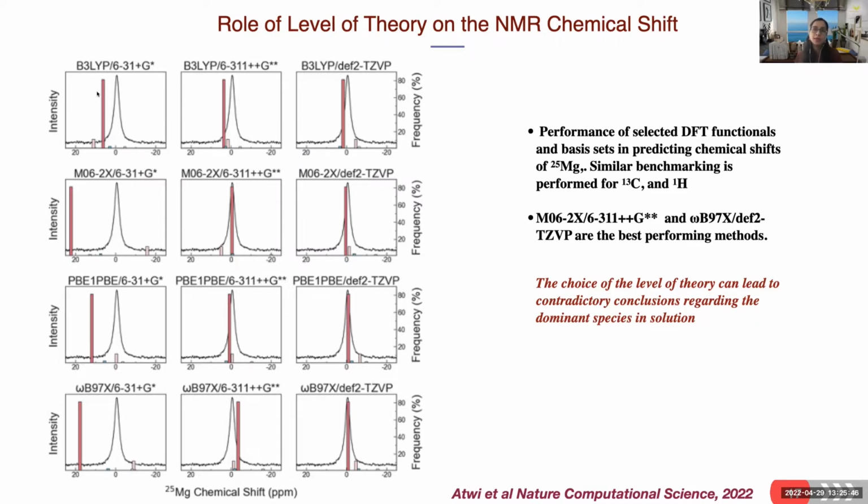Now going from left to right, the agreement with the experimental results increases as we increase the basis set. Going from top to bottom, we can see that the choice of level of theory can lead to very contradictory conclusions about the different species that are present in the solution. So based on this and a lot of other benchmarking that we performed, we identified 2 different levels of theory, which result in accurate prediction of NMR chemical shift for the type of systems that we are dealing with.